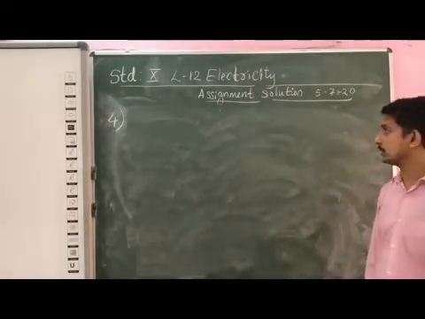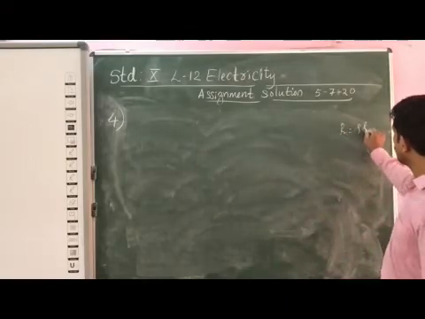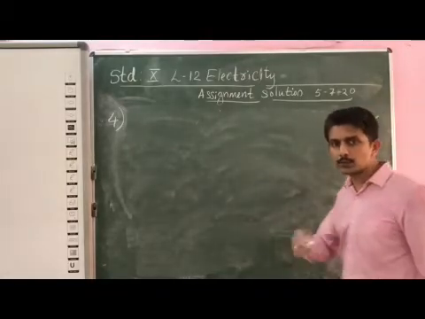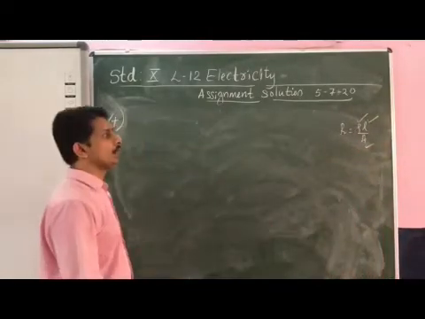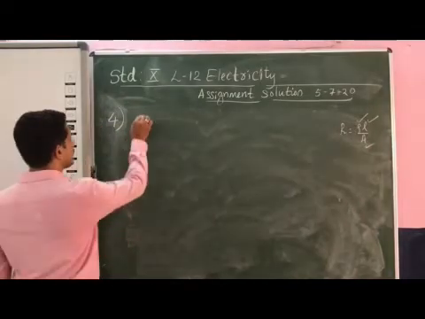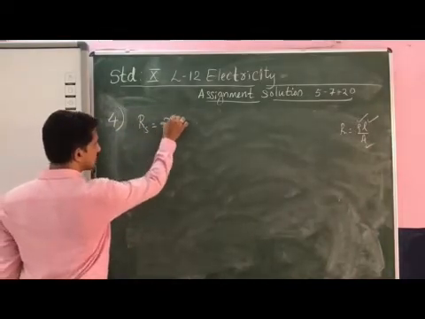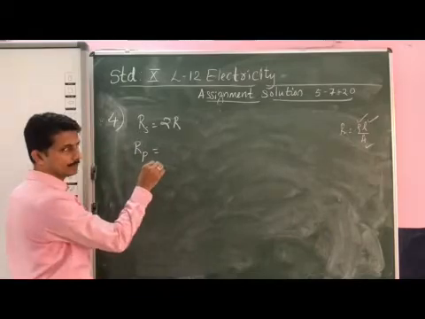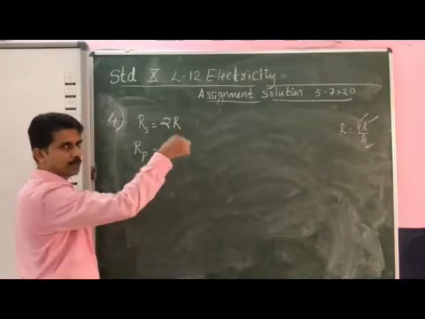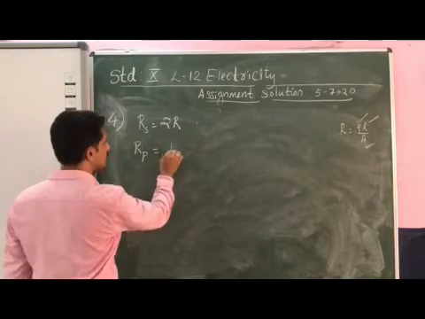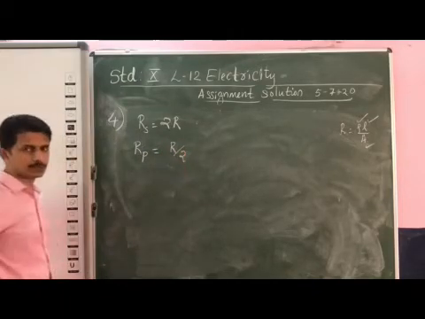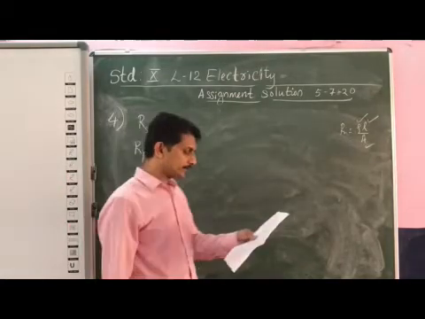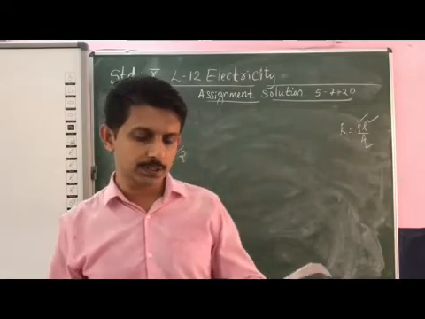First of all, two conducting wires of same material, equal length and equal diameter. That means R is equal to rho L by A. Same material, same length, equal diameter, so the resistance of both wires is the same. Let R be the resistance. When they are connected in series, the effective resistance is 2R. When they are connected in parallel, the effective resistance is R by 2. This is how we calculate the effective resistance in series and in parallel.